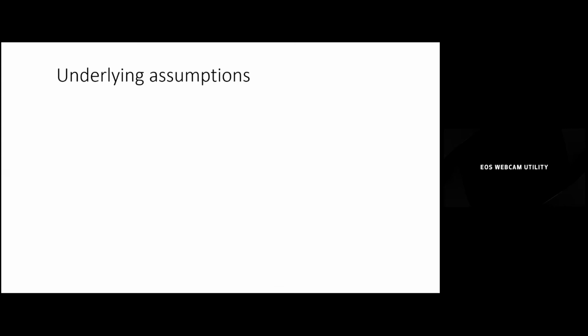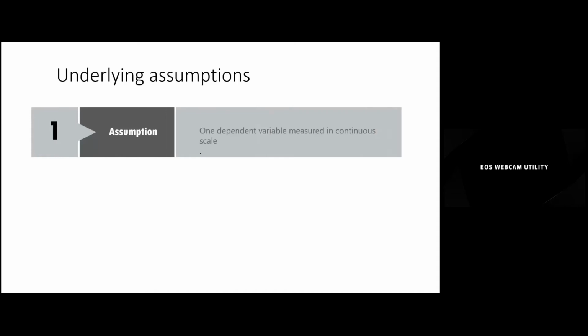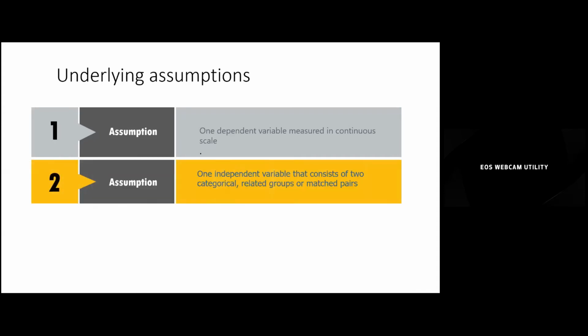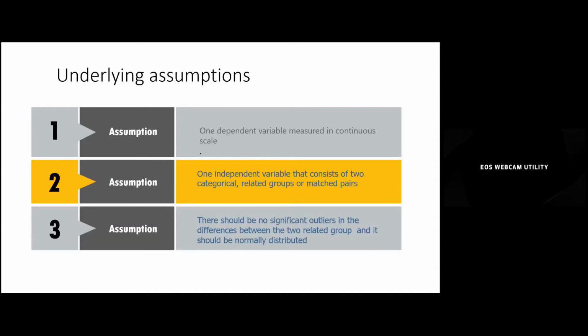Now coming to the underlying assumptions. There is one scale variable, the dependent variable, which is measured on a continuous scale. There is one independent variable that consists of two categorical groups, meaning it could be two different points in time or a matched pair, before and after. There should not be any significant outliers, and the difference of the scores should be normally distributed.